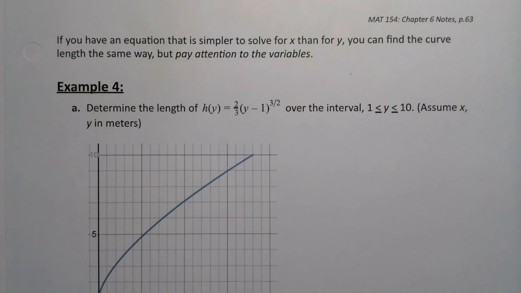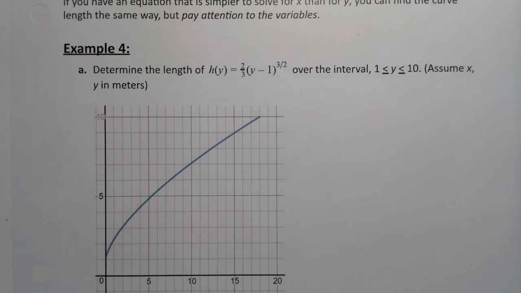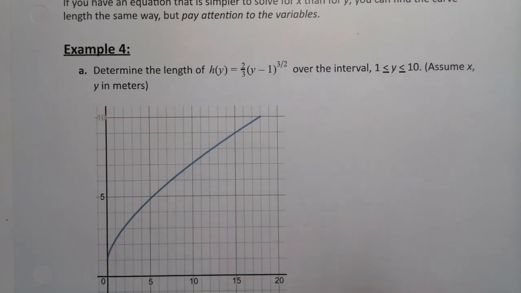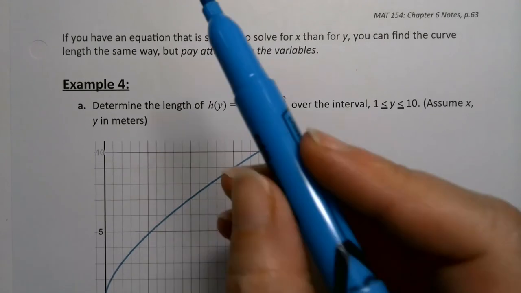If you have a function that is a function in x as well as y, in other words, it's one-to-one, like this particular function in this graph, where it passes both the vertical line test and the horizontal line test, then technically you can use either x or y as your variable of integration. It's kind of whichever one you want. And that's what this is saying up here.